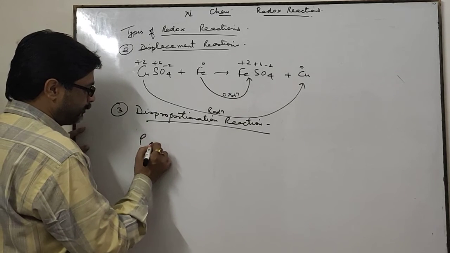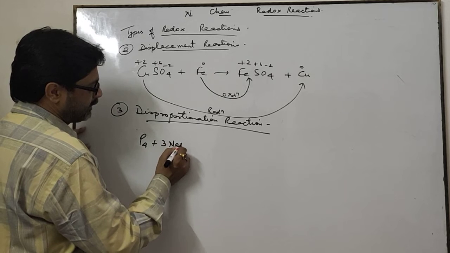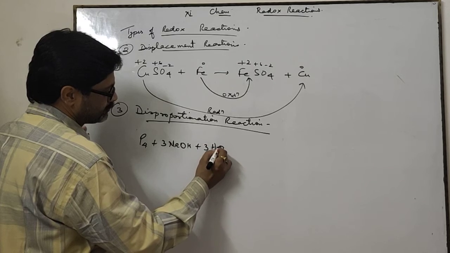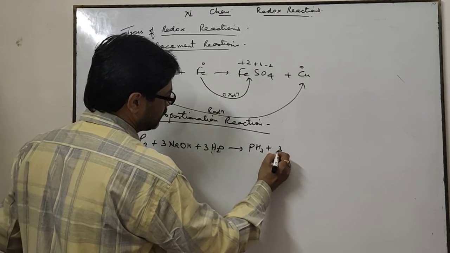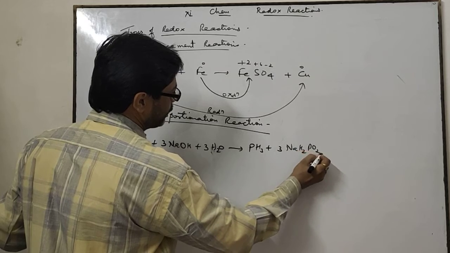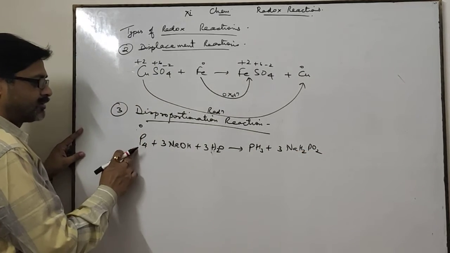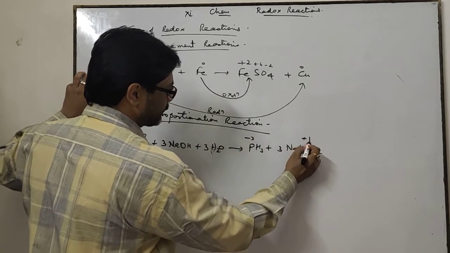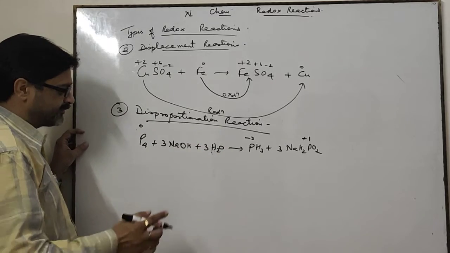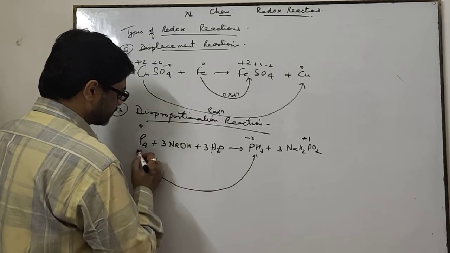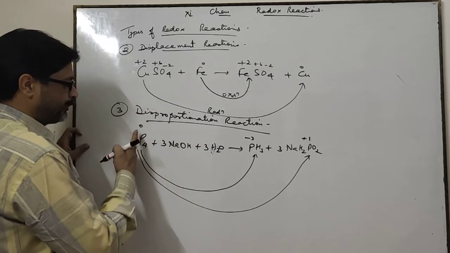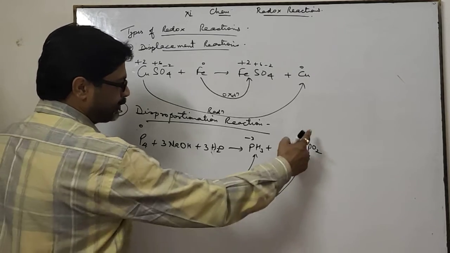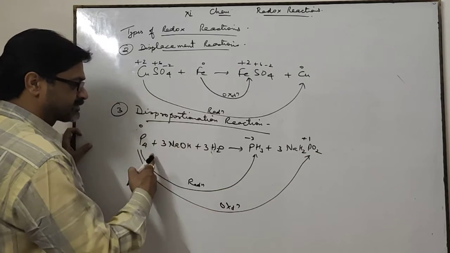See here, P4, 3NaOH, 3H2O gives PH3, 3NaH2PO2. See here, the oxidation number of P in P4 is 0. Here it is minus 3, here it is plus 1. You can find it yourself like this. Here also P0 becomes P minus 3, means reduction takes place. Here P becomes plus 1, means oxidation takes place.